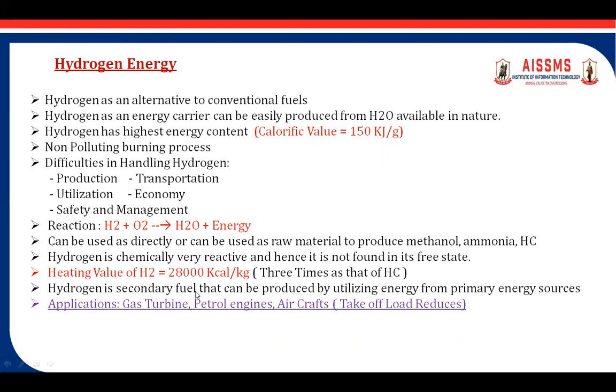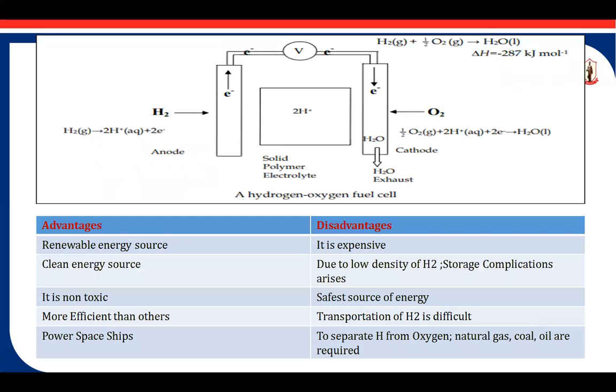Hydrogen is a secondary fuel that can be produced by utilizing energy from primary energy sources. The applications of hydrogen energy are gas turbine, petrol engine, aircraft. This schematic diagram represents a hydrogen oxygen fuel cell. If we compare, these are the advantages of hydrogen energy.